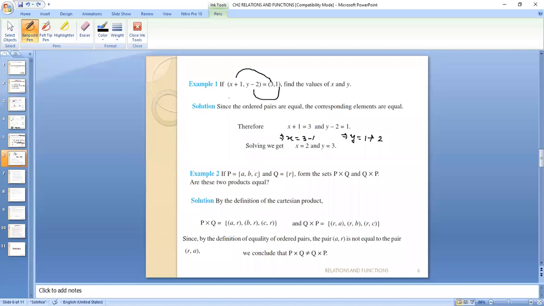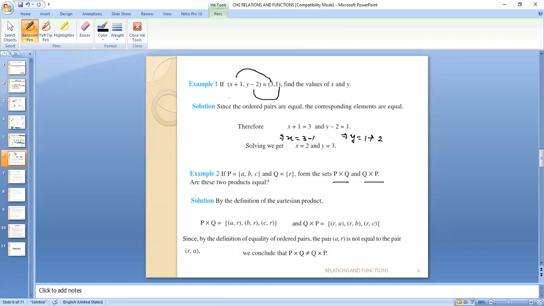Then the next example: if P is equal to {a, b, c}, P is a set abc, and Q is a set with element r, form the sets P by Q and Q by P. Are these two products equal? What will we be doing? We will find P by Q, the Cartesian product of P and Q. Then we will find the Cartesian product of Q and P. Then we will check whether the two sets are equal, right? Whether the two products are equal.